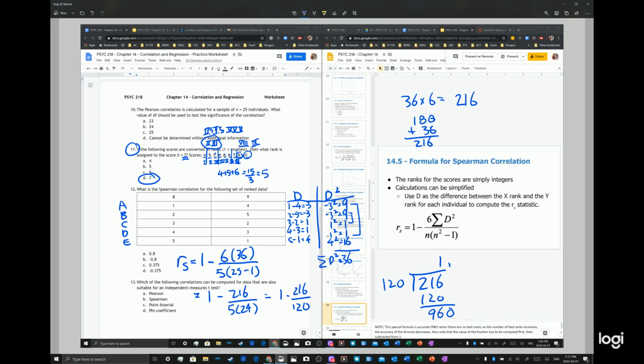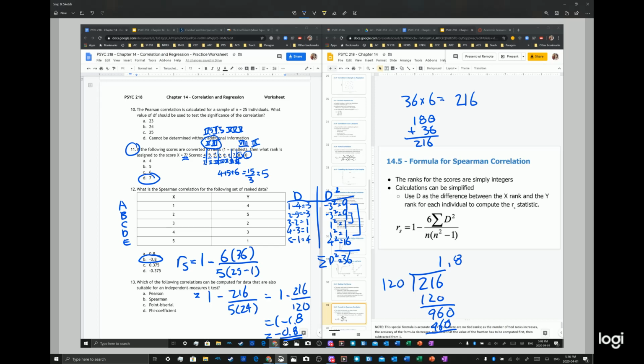960, and that's 8. 960, so that works out. So here you have 1 minus 1.8. And then 1 minus 1.8 would yield you negative 0.8. Negative 0.8. And you can get that right there. That is your Spearman correlation.